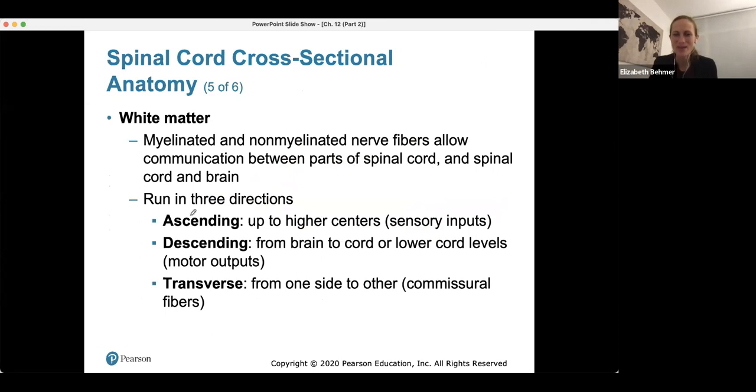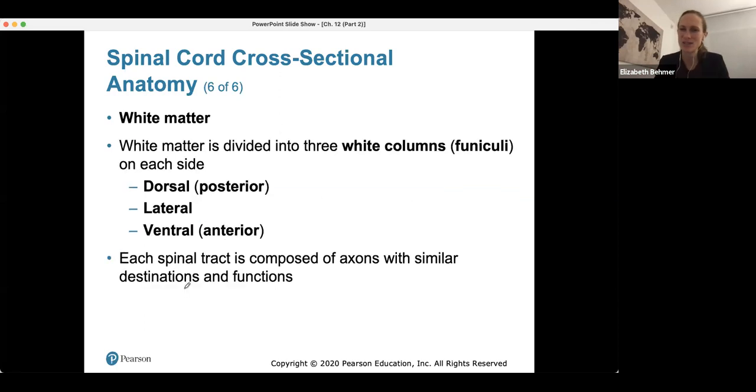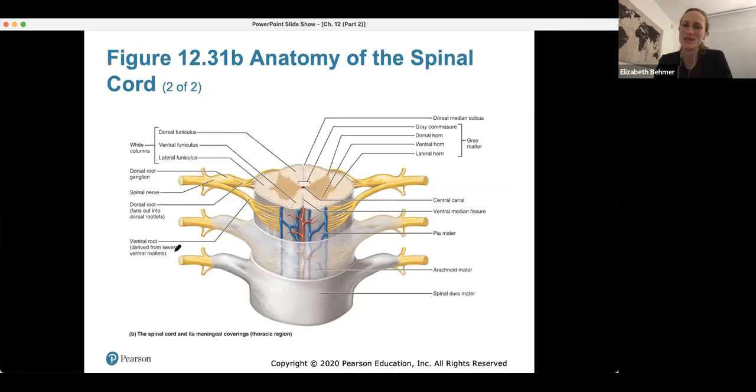White matter kind of runs in 3 directions in the spinal cord: ascending, descending, or transverse tracts. This refers to how sensory information goes up to the brain. It will travel in the white matter ascending tracts, and then it will travel from the brain to a lower cord level in a descending, or motor, output. It can also move from side to side in a transverse tract. We divide the white matter into these columns, the dorsal, lateral, and ventral columns. And again, just knowing that general anatomy is what is important.